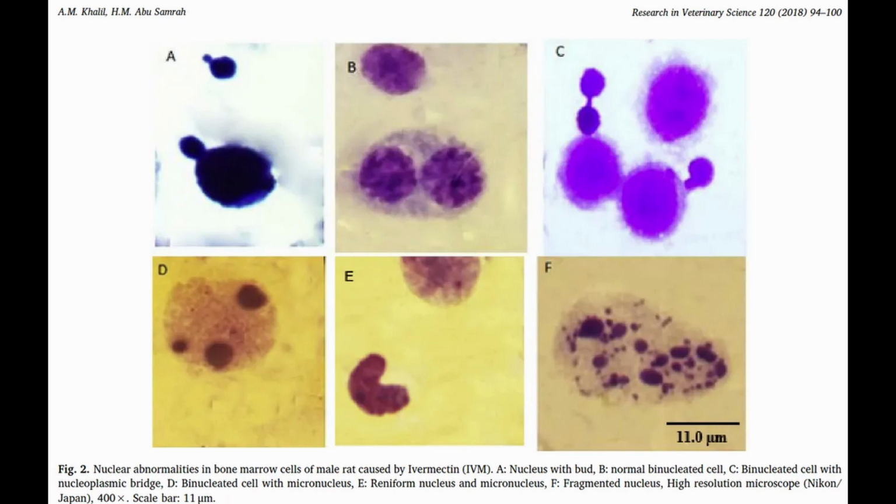And here are some photos from the paper. So the caption reads, nuclear abnormalities in bone marrow cells of male rat caused by ivermectin. And these are some typical examples, and they just show the picture version. The first is a nucleus with a bud. B shows us normal binucleated cell. C shows us binucleated cell with nucleoplasmic bridge. D shows us binucleated cell with micronuclei. E shows us reniform nucleus and micronucleus. And F shows us a fragmented nucleus.